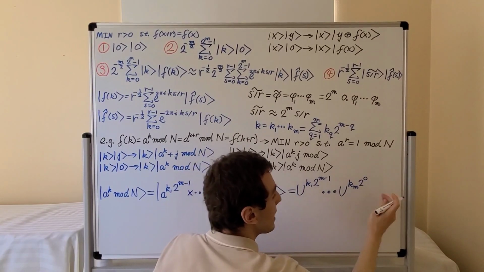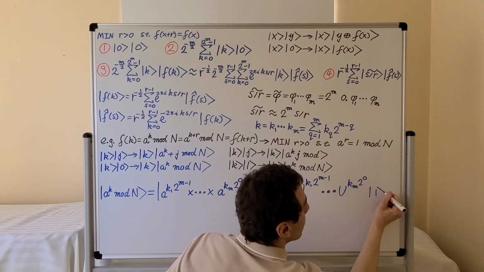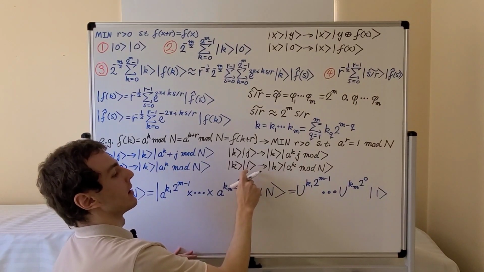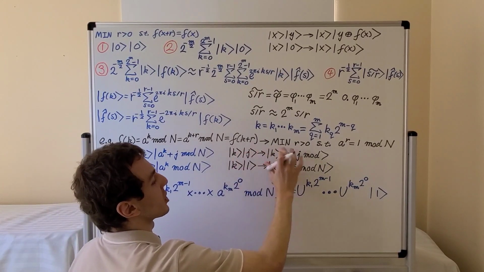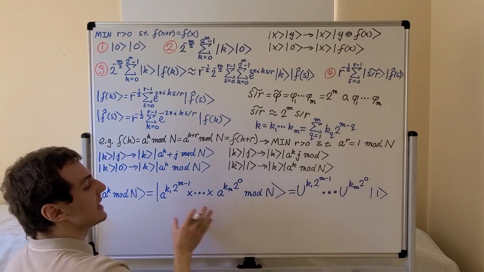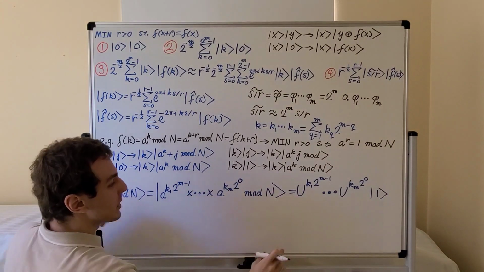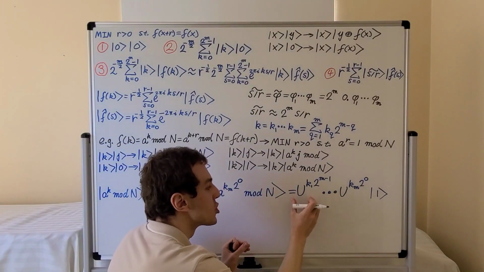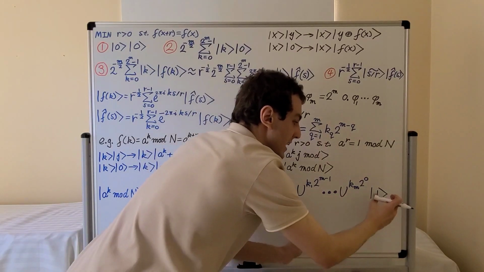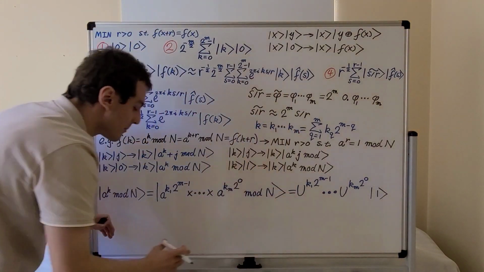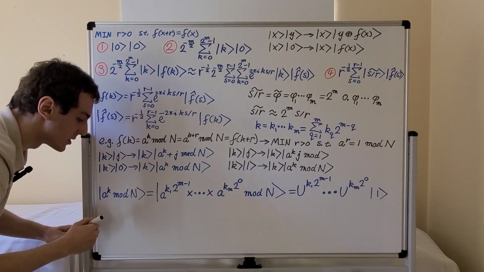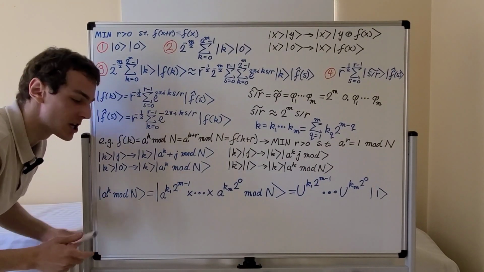And the state that we're beginning with is the state 1. So the initialization of the second register is in the state 1. We're using this black box procedure. So if we start off with this black box procedure, we're going to be applying this procedure over here. You can see that applying these controlled unitary operators, this sequence over here, to the initial state 1 is the same as modular exponentiation. So that is the name for this procedure. It is called modular exponentiation.